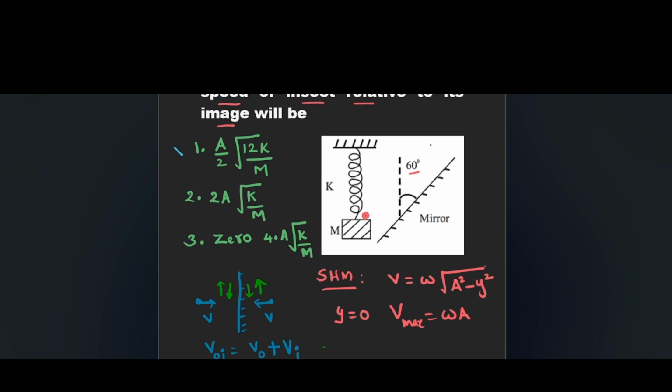Root 3, so option 1. If you take 4 outside, 2 get cancelled, and this is the option. Once go through the concept and also try to solve similar problems.